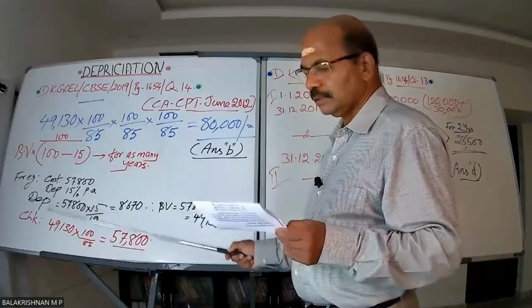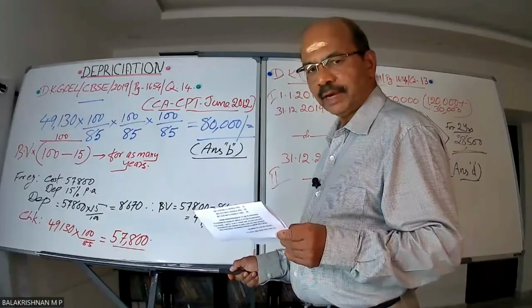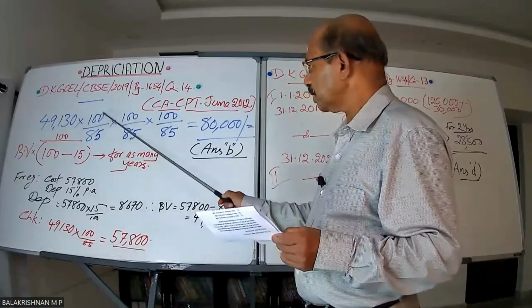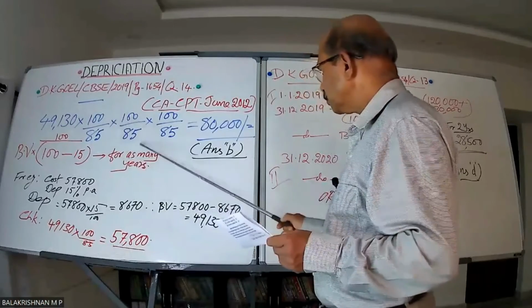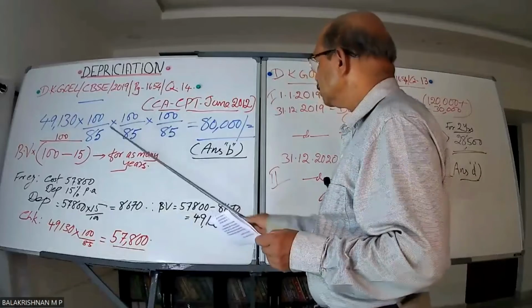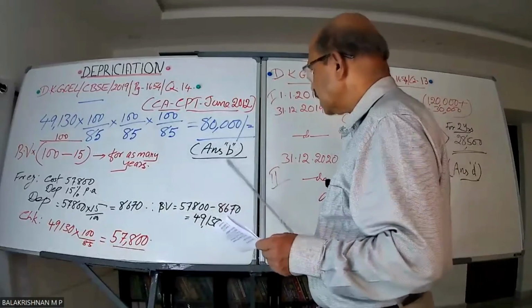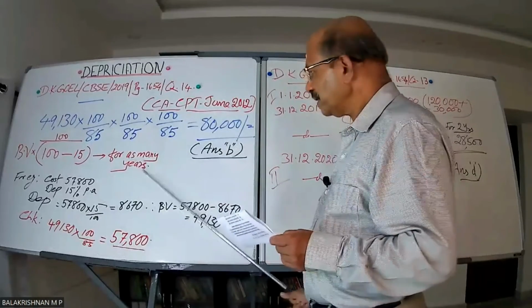49,130. Rate of depreciation is 15. 100 minus 15 is 85. So 100 upon 85 for 1, 2, 3 years only they asked. We work out, you get 80,000. That is answer B. We want to make this concept very clear.